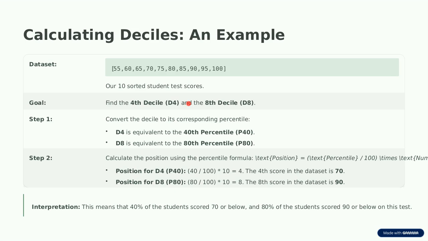So note that D4 is the same thing as P40. That's the fourth decile is the same thing as the 40th percentile. The eighth decile is the same thing as the 80th percentile. So to calculate P40, 40 divided by 100, times 10, that's the fourth position. The fourth position is 70. So this is D4. D8, 80 over 100, times 10, that's 8. So the 8th score is 90. So this means that 40% of the students scored 70 or below, while 80% scored 90 or below on this test.